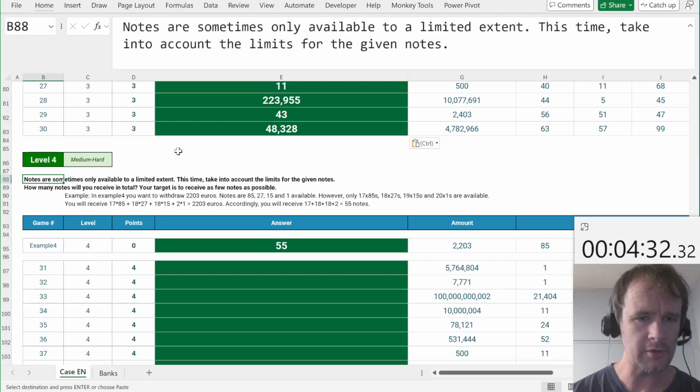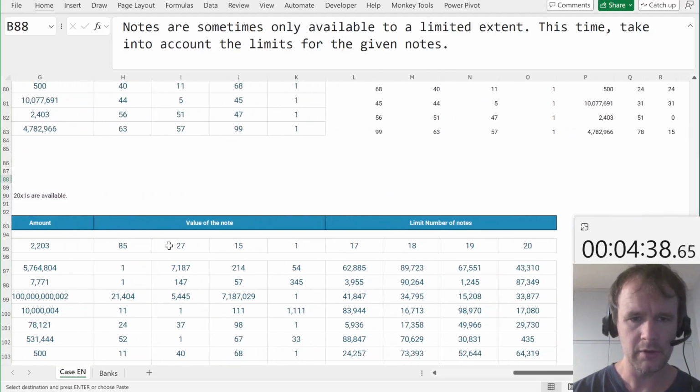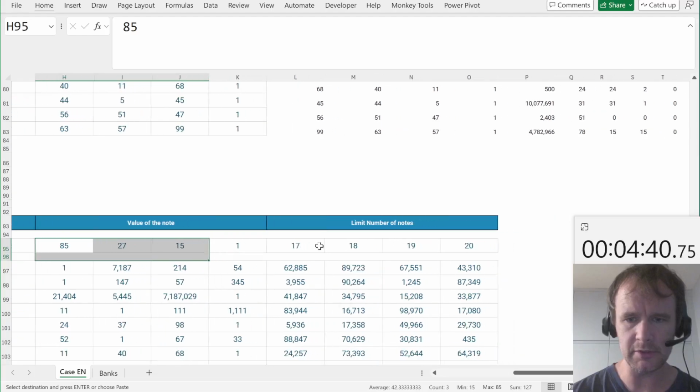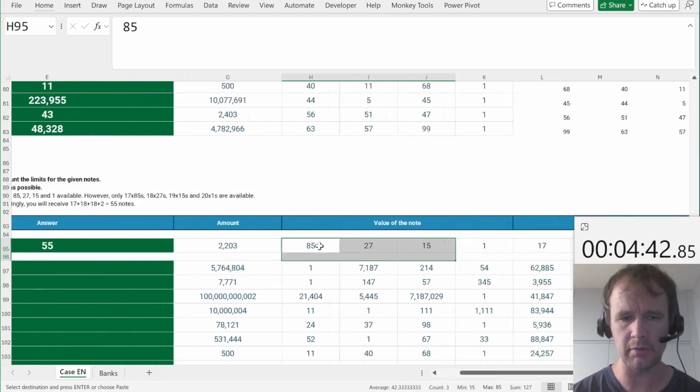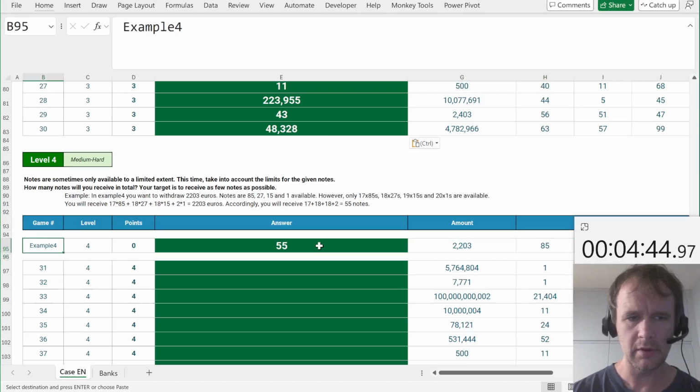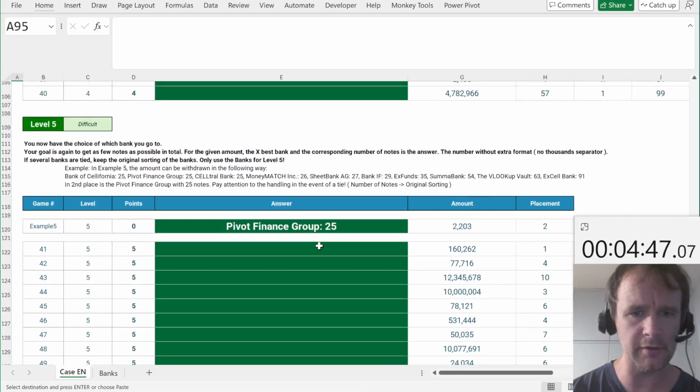Notes are sometimes only available to a limited extent, this time taking into account the limits. How many notes we receive in total? Target is few. Okay, fine. So this is the value. This is the limit. I think at this point it probably warrants a model and a data table. Let's see how much harder this gets.